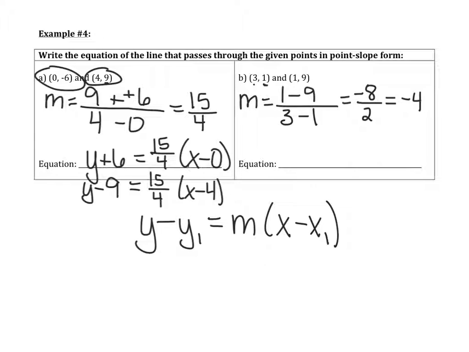So I have the slope, so I'm going to put -4 in place of the slope, and I'm going to pick one of these points to plug in for the x1 and the y1. I'll pick, let's say 3, 1. So I'm going to do y minus the y coordinate of 1 equals -4, the m, times x minus 3. And again, I could have had the same answer, or a correct answer, if I used the 1 and the 9. And both would have been correct.